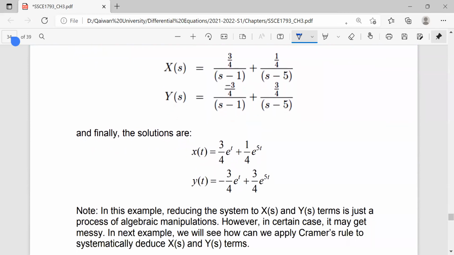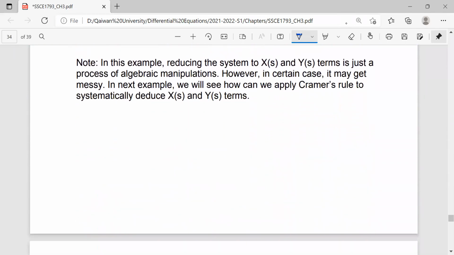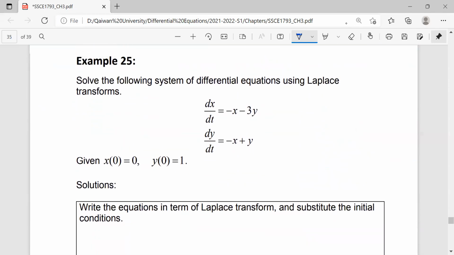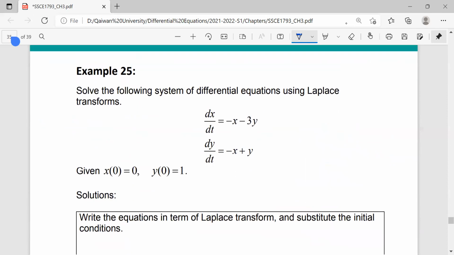We now take an example. We have this example as a system of differential equations. In this system of differential equations, we are asked to solve the system by using Laplace transforms. And here we are given the conditions: x naught is 0 and y naught is 1. So x of 0 is 0 and y of 0 is 1.